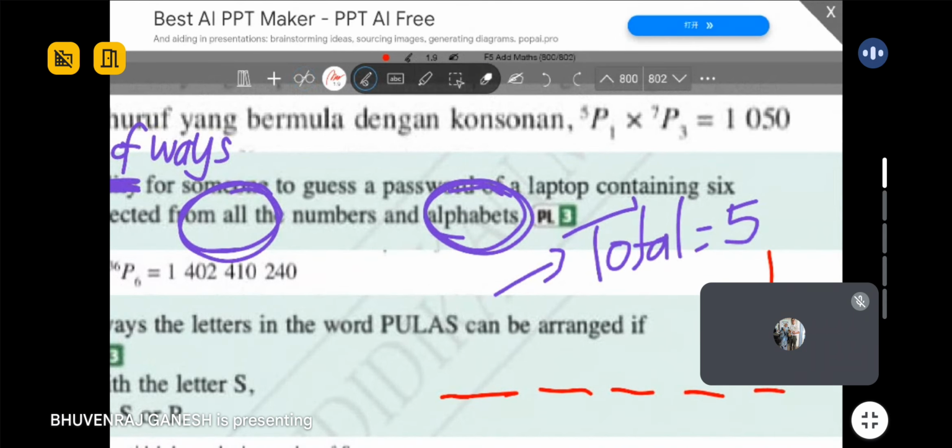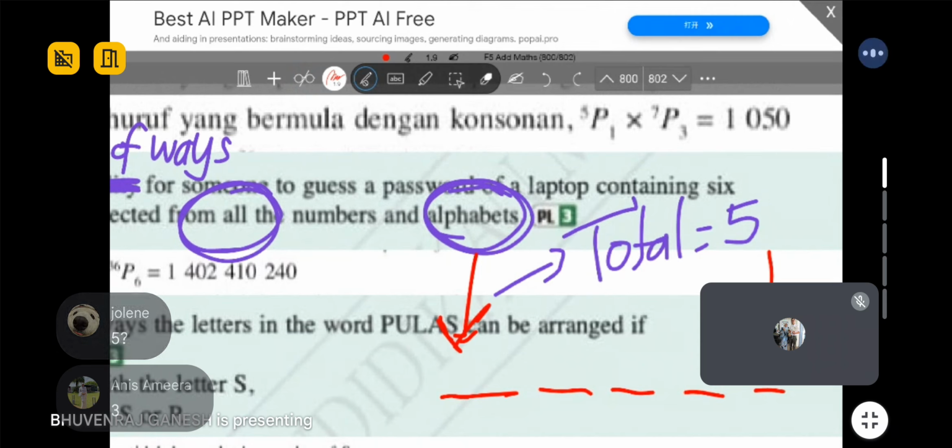Okay, so what is my first digit? Berapa possibility nombor saya boleh letak for first digit? If 5, you repeat already. Okay, you must assume without repetition.